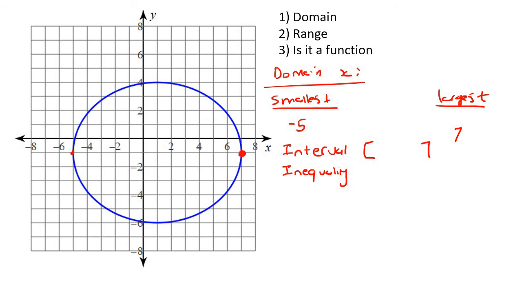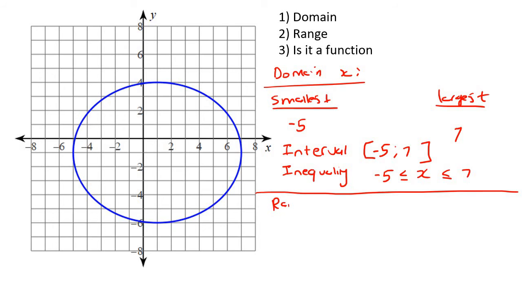For interval, both of those numbers are included because the graph is touching both of those points. There's no open circles or anything like that. So we would say -5 and 7. Always doing the smallest number first and then the largest. For inequality, you would say x. Remember, domain is all about the x. Range is all about the y. You would say that x is any number bigger than or equal to -5, and smaller than or equal to 7.